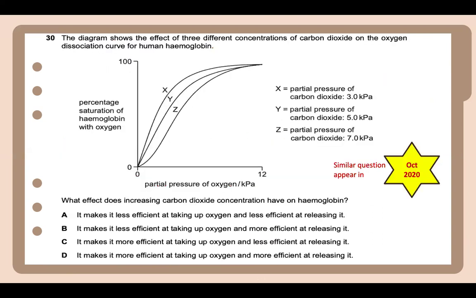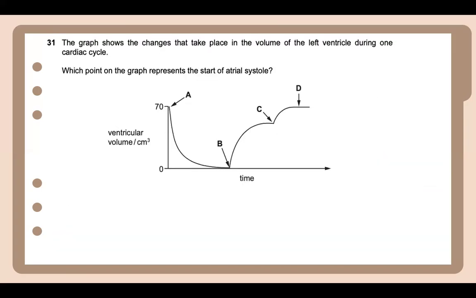The diagram shows the effect of 3 different concentrations of carbon dioxide on the oxygen dissociation curve for human hemoglobin. What effect does increasing carbon dioxide concentration have on hemoglobin? This is also a similar question that appeared in October 2020. So the answer: it makes it more efficient at taking up oxygen and less efficient at releasing it.